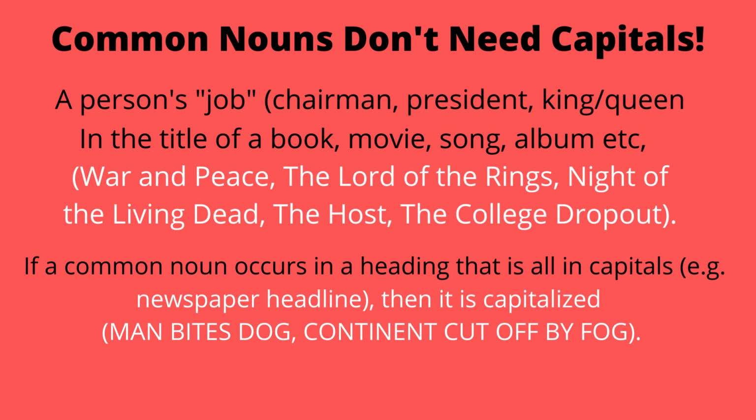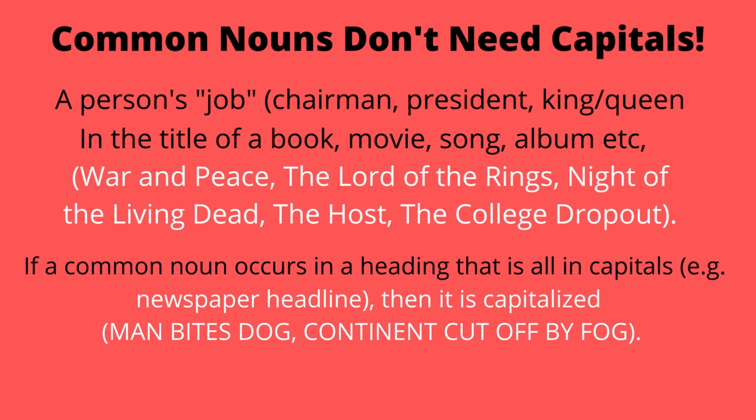If a common noun occurs in the title of a book, movie, song, or an album, etc., then it usually gets a capital letter like War and Peace. Here W and P will be capital. The Lord of the Rings, Night of the Living Dead, The Host, The College Dropout. Of course, if a common noun occurs in a heading that is all in capitals, for example, newspaper headlines, then it is capitalized, like man bites dog, continent cut off by fog.